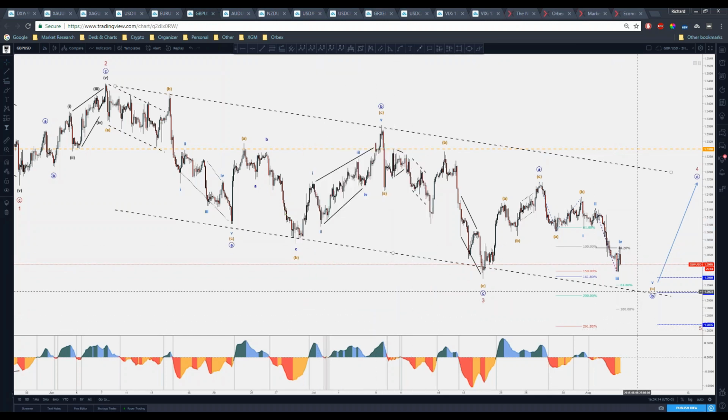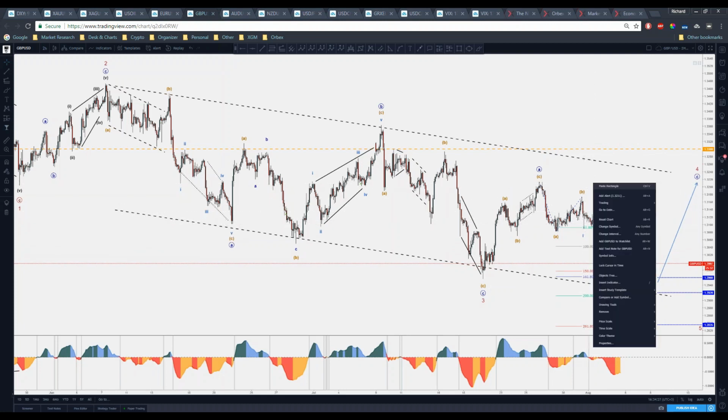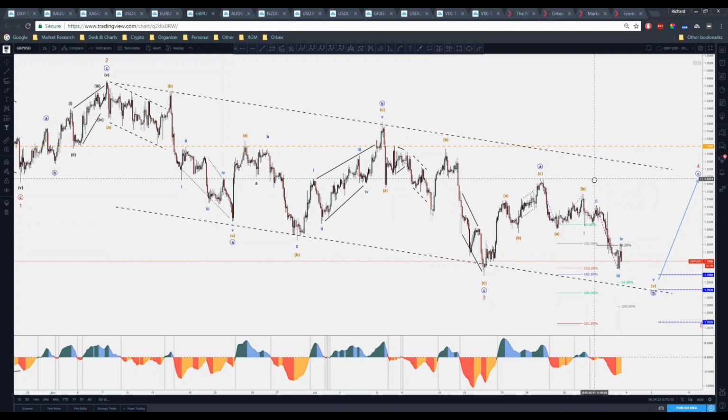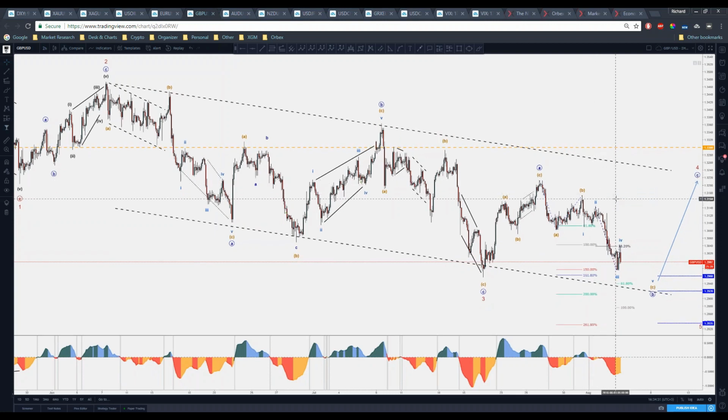and project a possible 61.8 as a termination of 5. Because if wave 3 was extended, and it is, wave 5 should resemble wave 1 in duration and length. These things are explained in the Elliott Wave ebook, right? And also will be available in the video course, which is coming up very soon, right?